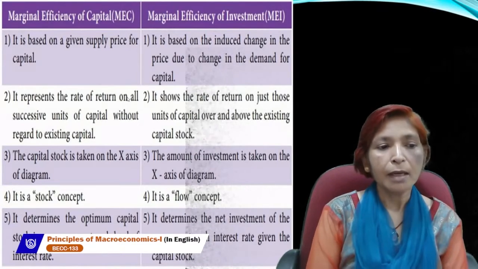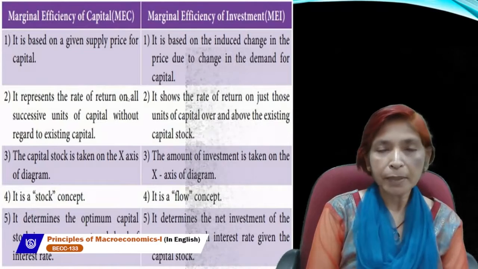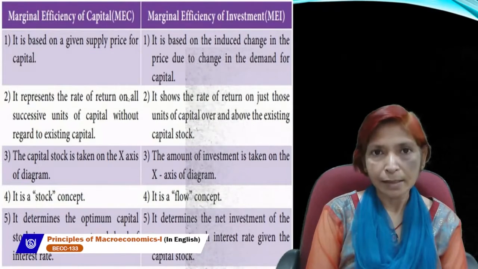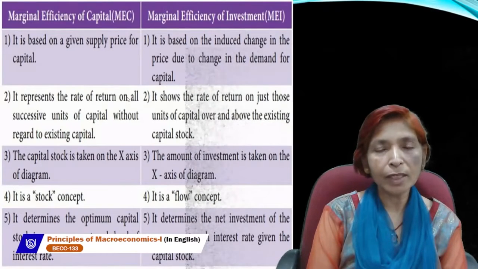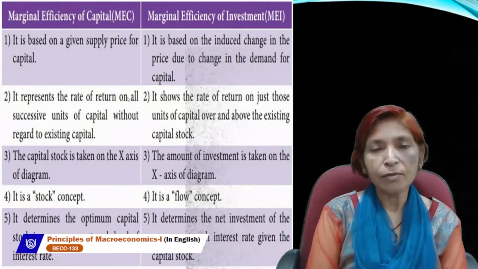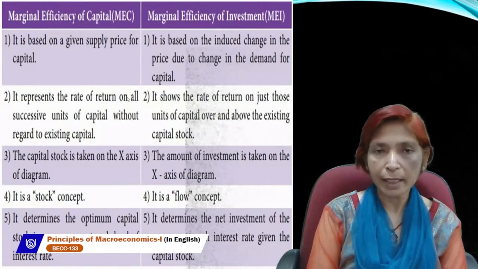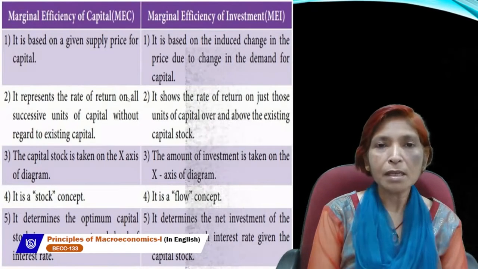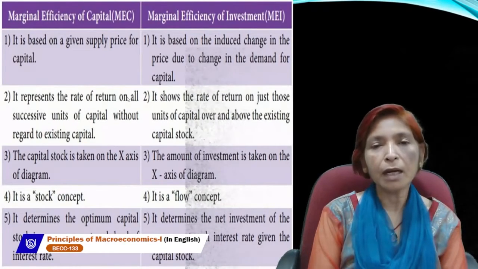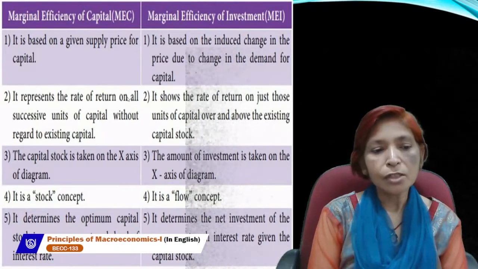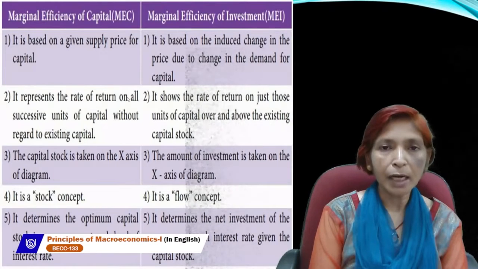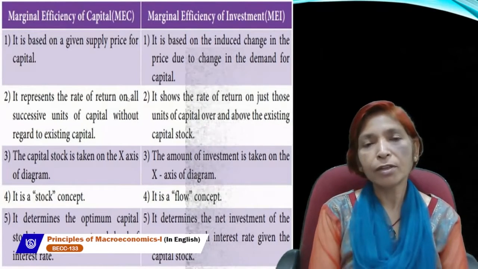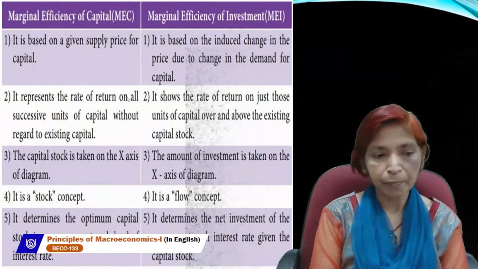And next is another difference between MEC and MEI. The third point is that for MEC, the capital stock is taken on the x-axis. While we draw the MEC curve, we take capital stock on the x-axis, and while we draw the MEI curve, the amount of investment is taken on the x-axis. MEC is a stock concept and MEI is a flow concept. A stock concept is related with a particular point of time, and a flow concept is related with a period of time.